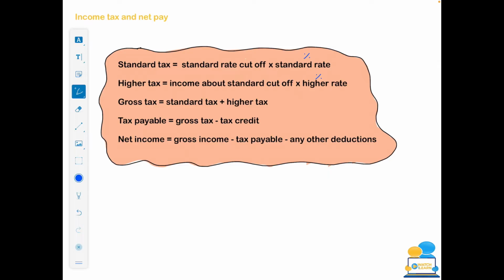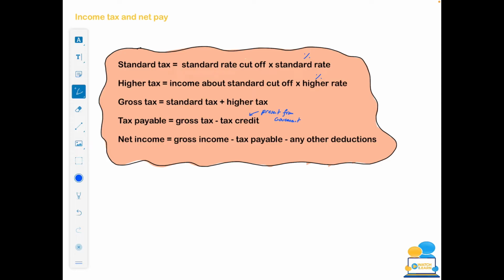Then to find your gross tax, you just add the first two together, your standard tax and higher tax. Now, you don't necessarily have to pay all of that gross tax. The tax you actually have to pay is your tax payable, and that'll be your gross tax minus your tax credit. That's really important, that minus sign there. People always get mixed up and make that a plus. How I remember that's a minus is I think of my tax credit like a present from the government.